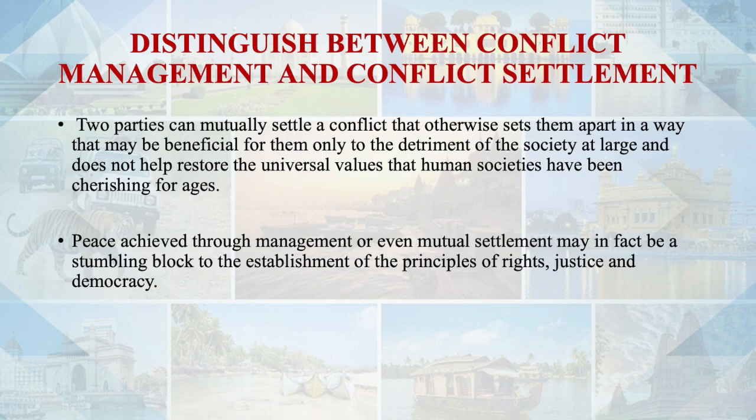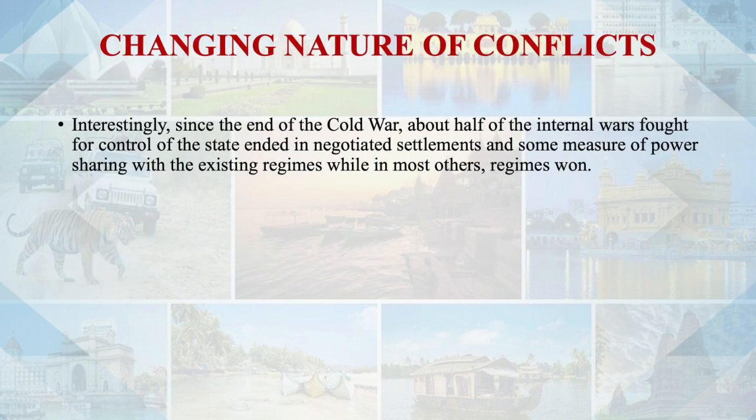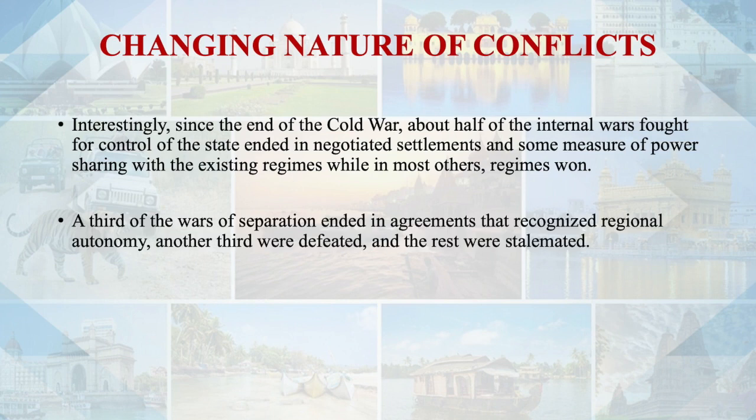We have seen that at the time of the end of the Cold War, about half of the internal wars fought for the control of the state ended in negotiated settlements and some measures of power sharing with the existing regimes, while in others the regimes were won. A third of the wars of separation ended in agreements that recognize regional autonomy, another third were defeated, and the rest were stalemated. So these were the changing nature of the conflict that we have seen in past many years.